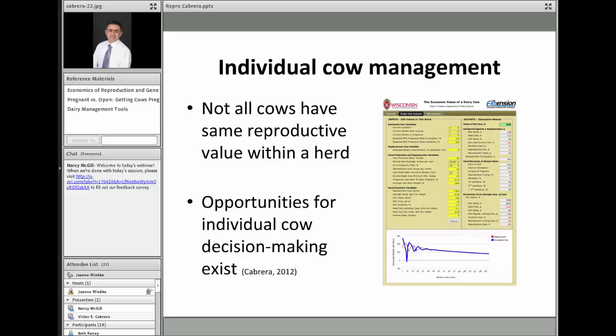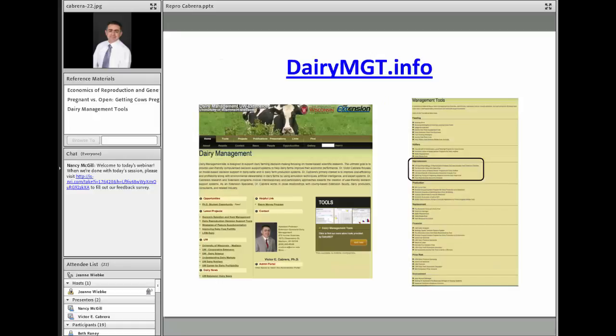Once we have defined and once we have optimized our best reproductive program, we are actually convinced that there is an opportunity to do a cow by cow, so in a much more detailed level, cow by cow reproductive decision making to even improve more the profitability of the reproduction on a dairy farm. Okay? So this is more as an introduction.